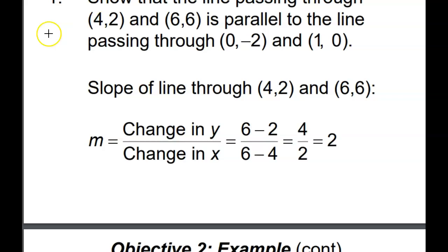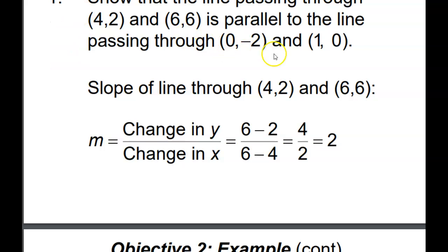What I mean by that is you have the point 4, 2 and the point 6, 6, and you have some line that passes through them. You just found the slope of that line using these 2 points. That's what you just did. And I got a 2.